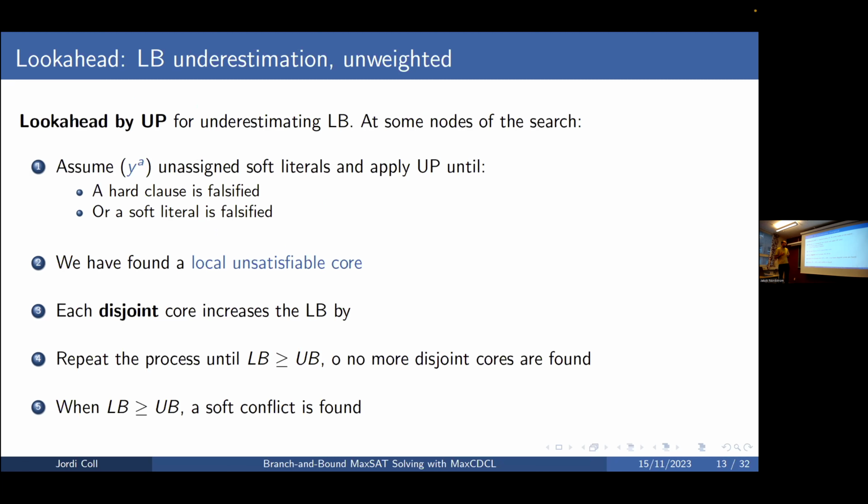This is a restriction, because thanks to this we can do fast and easy reasoning that lets us increase the lower bound. So we repeat this process until we detect that the lower bound is larger or equal than the upper bound, so we have a conflict. Or maybe we don't find more cores, so we just continue the search normally because we failed in trying to find a soft conflict. Both things can happen.